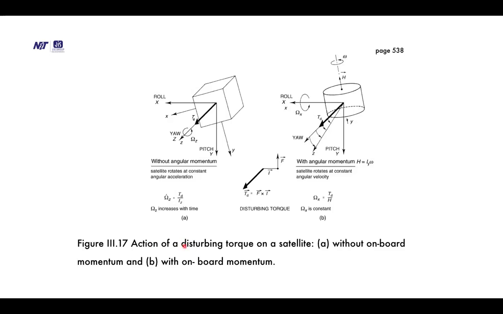So, this is the action of a disturbing torque on a satellite. This is without angular momentum, and this is with angular momentum. The satellite rotates at constant angular acceleration, while the other satellite rotates at constant angular velocity. So, here the acceleration is constant, here the velocity is constant. So this is without onboard momentum and this is with onboard momentum. So obviously this is the more stabilized condition.